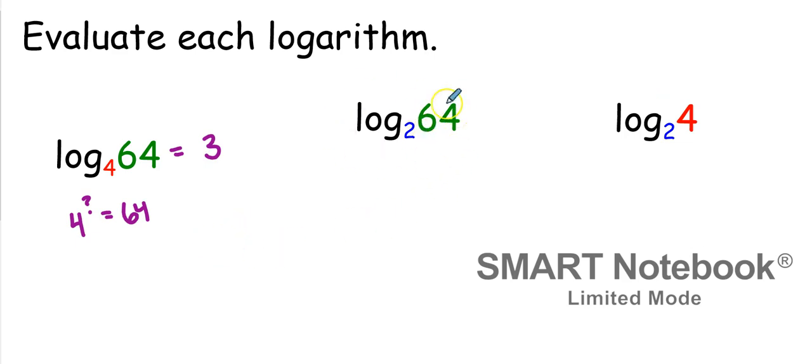Okay, let's look at this next one here. Log base 2 of 64. So again, the question is 2 to what power gives me 64? I literally still do this on my fingers, so I'm going to count these out. 2 times 2 is 4, times 2 is 8, times 2 is 16, times 2 is 32, times 2 is 64. That was six 2s. That gives me that answer.